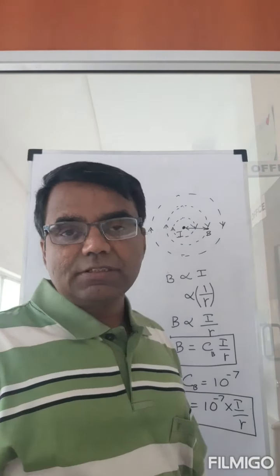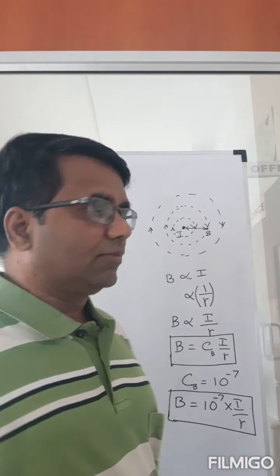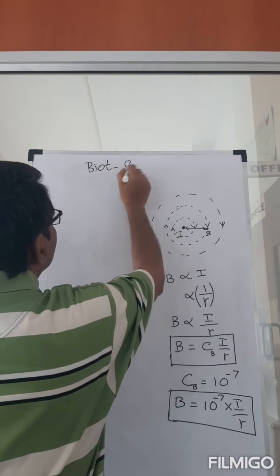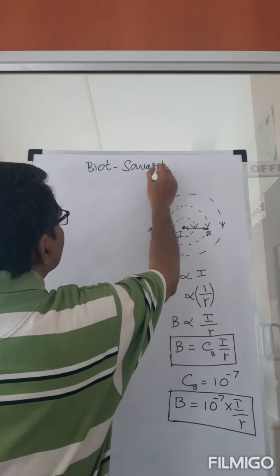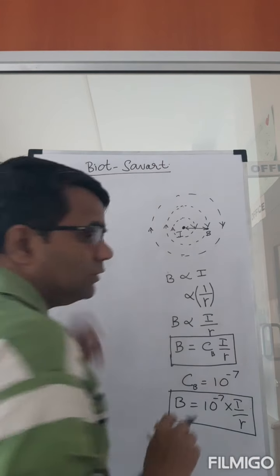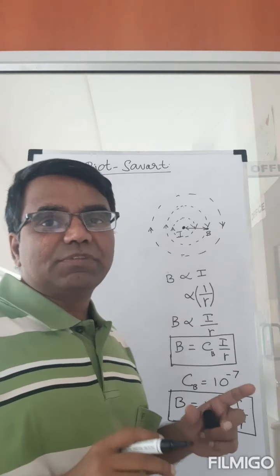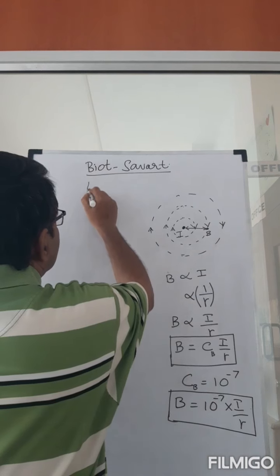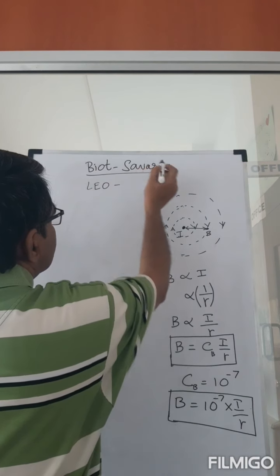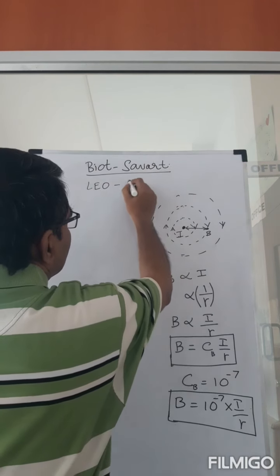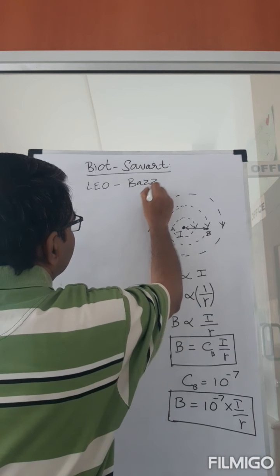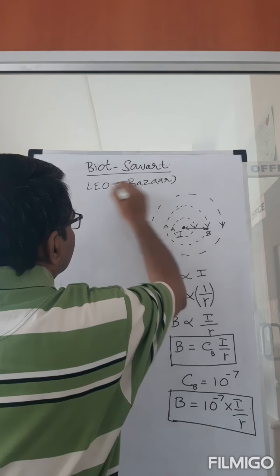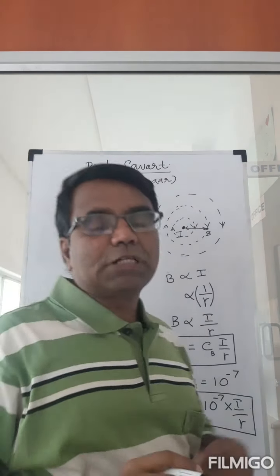The two scientists, Biot and Savart, don't read their names as Biot-Savart. Okay, this is Biot, it rhymes with Leo, and Savart rhymes with bazaar. So this is how you pronounce their names.